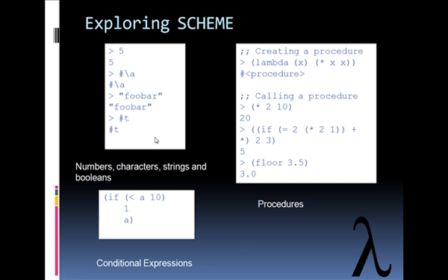Primitive conditional expressions are constructed using if. For example, you can take this example. Procedures are created using lambda and called by enclosing in parentheses expressions for the procedure to be called and the arguments to be passed to it. This is how we can create a procedure.